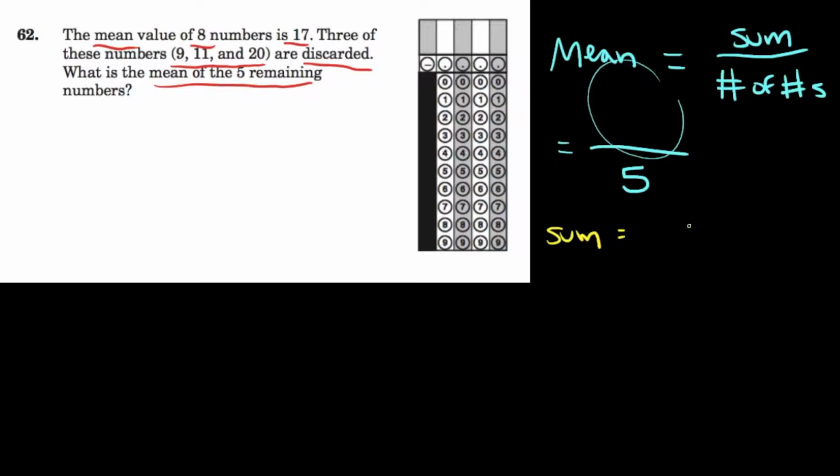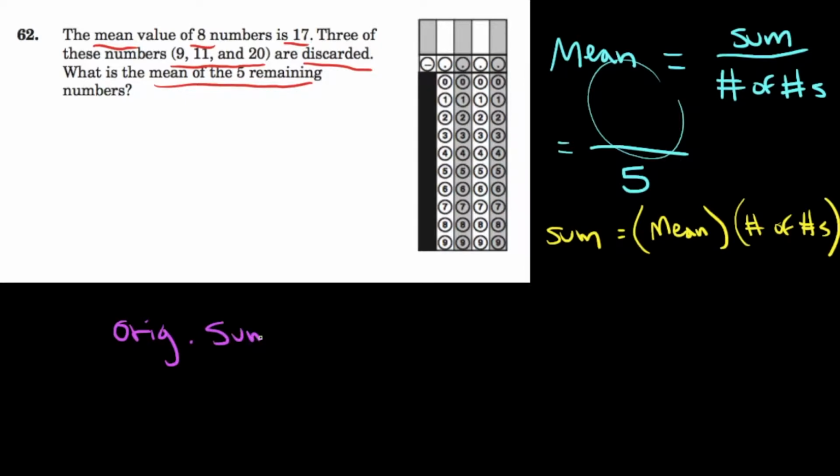Well, it'll be helpful to note that this formula up top can be rearranged a little bit to isolate the sum, and that's if we multiply both sides by the number of numbers. So the sum is equal to the mean times the number of numbers. This is an equivalent formula to the one up top, and it'll help us find the original sum before we discarded any numbers, because we're given how many numbers there were and what their mean was.